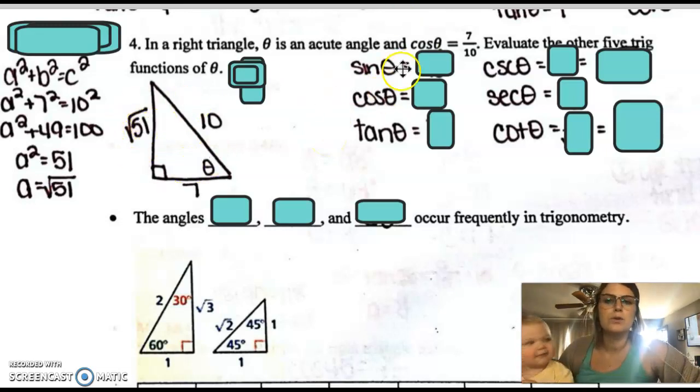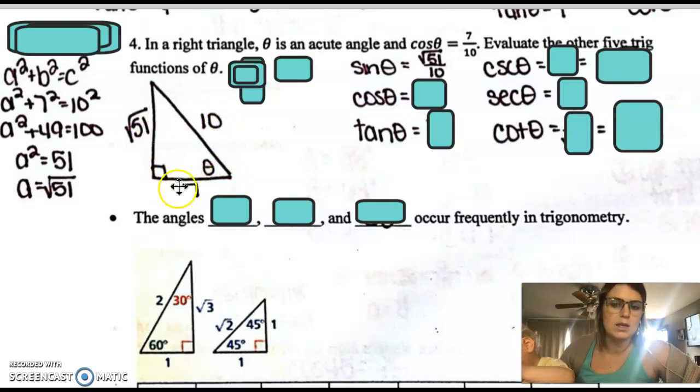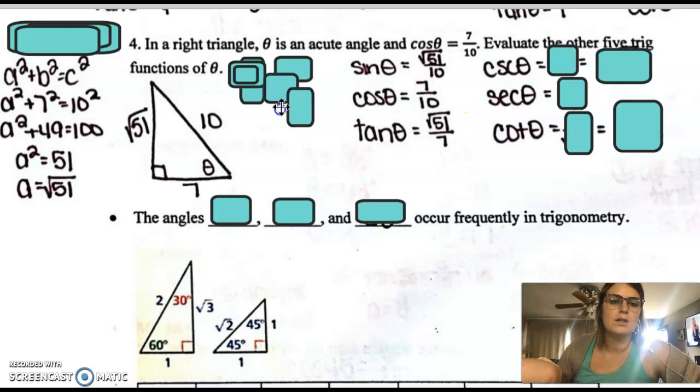So we solved for the square root of 51. Sine is opposite over hypotenuse, so it'd be the square root of 51 over 10. So from theta, the opposite is the square root of 51. Hypotenuse is 10. And since it touches down here, 7 is the adjacent. So knowing that, cosine and tangent would be like this.